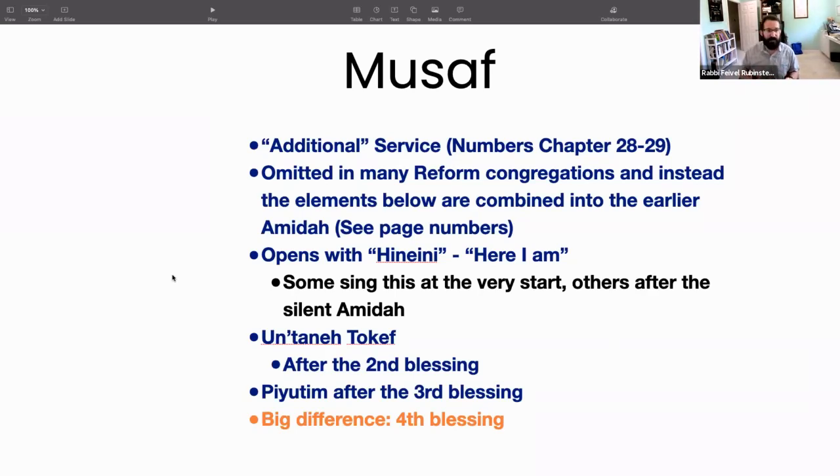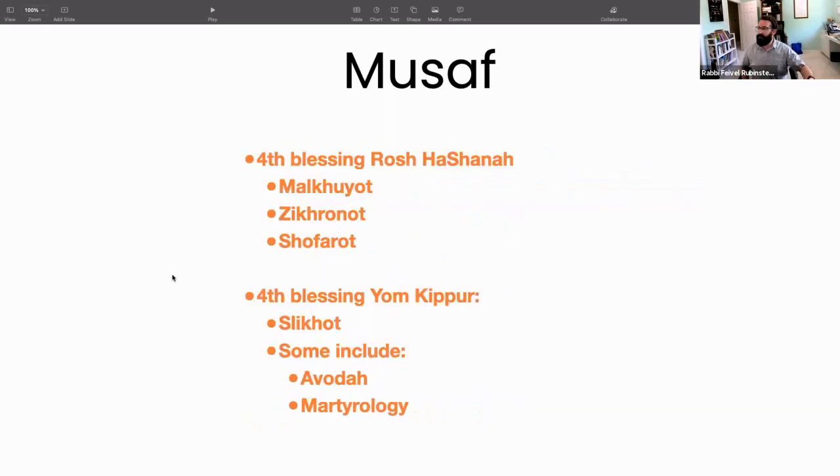So some people start it at the very beginning of Musaf before anything else. Others wait until the actual repetition of the Amidah to say, like, I'm literally about to say things out loud to God. Here I am with the Hineni, and they start it that way. Unetaneh Tokef, this big piyut, starts after the second blessing. You get some more piyutim after the third blessing, but again, the big difference is in that fourth blessing, the prayer for the specific day.